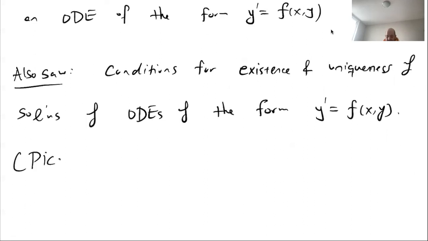Picard's theorem. Basically, Picard's theorem was saying that if this small f in the right-hand side is continuous, and if also the partial derivative of this small f with respect to y exists and is continuous at the point x0, y0, remember that the initial condition was y of x0 equals y0. If the partial derivative with respect to y is continuous at this point, and the function is continuous, then we can say that the solution for this equation exists and is unique.